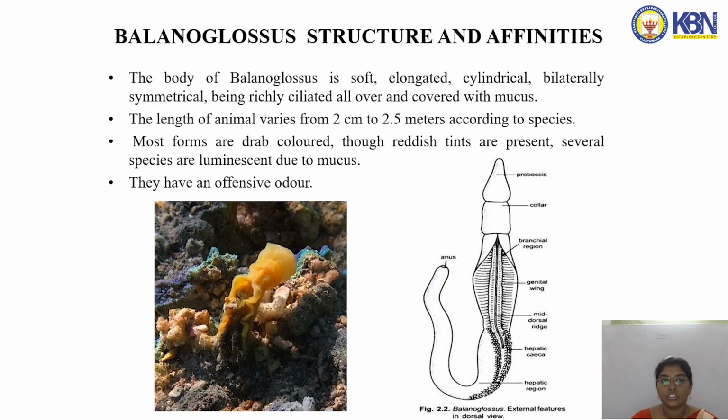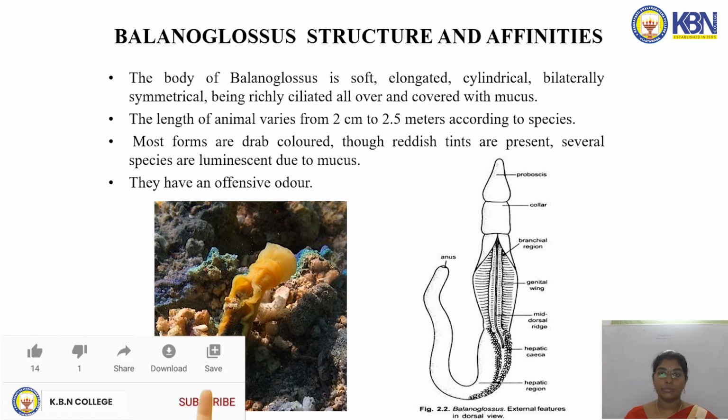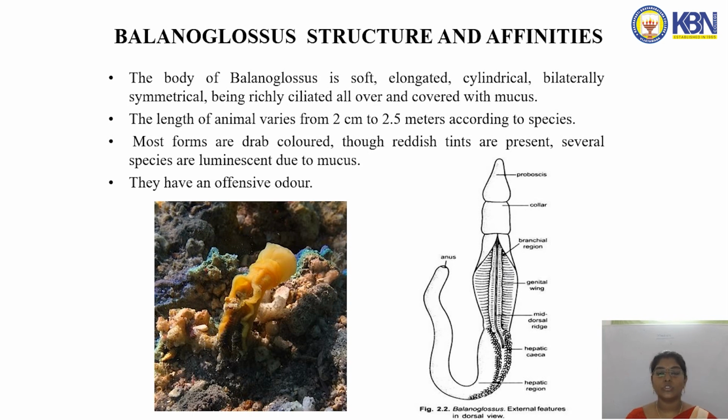Next, Balanoglossus structure and affinities. The body of Balanoglossus is soft, elongated, cylindrical, bilaterally symmetrical, richly ciliated all over and covered with mucus. The length of the animal varies from 2 centimeters to 2.5 meters according to species. Most forms are dark colored, though reddish tints are present. Several species are luminescent due to mucus. They have an offensive odor.